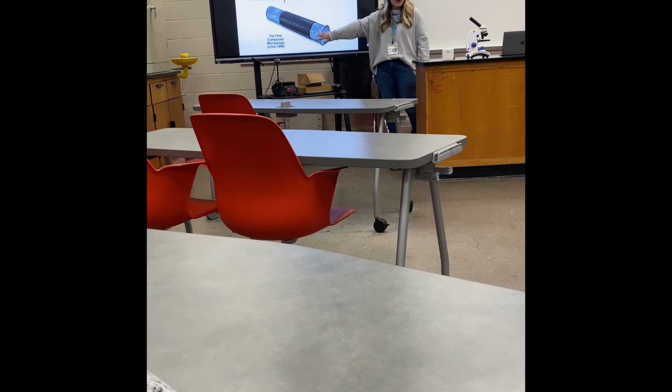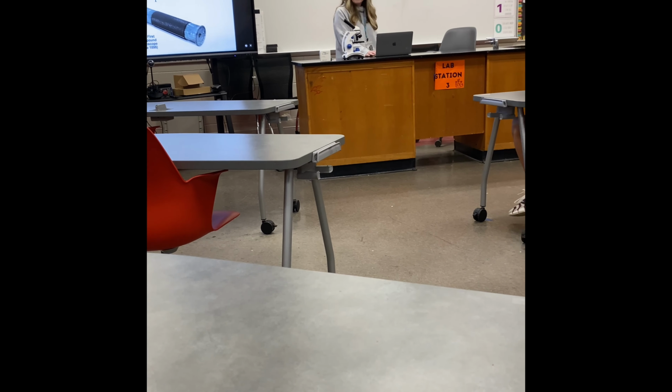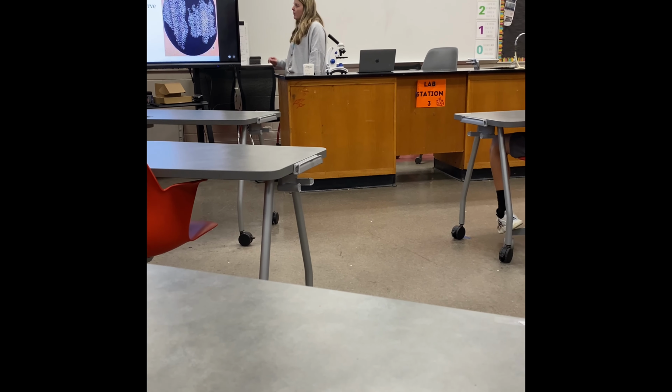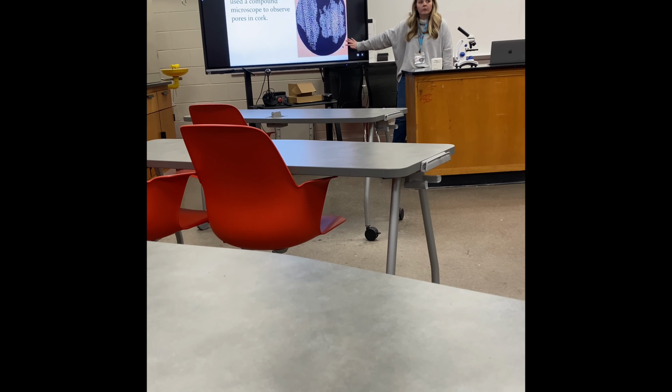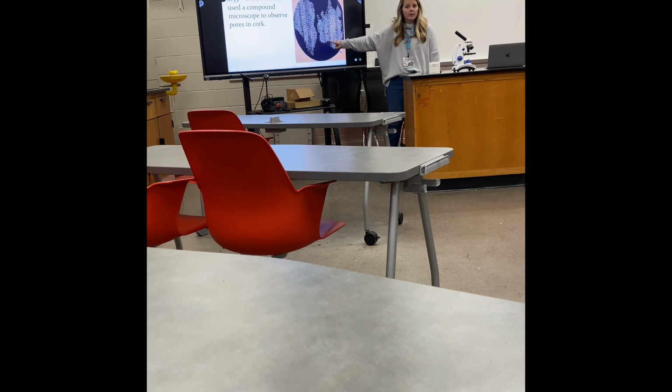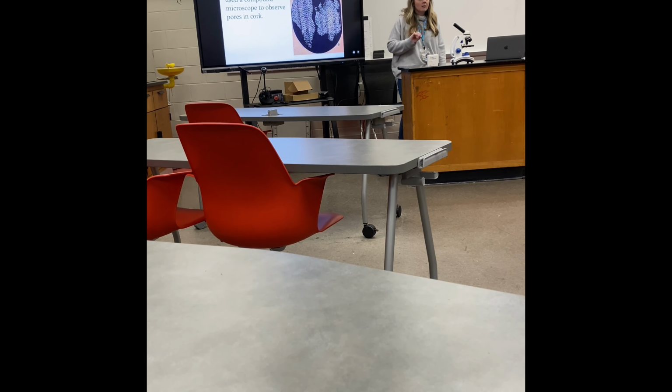This was the first compound microscope. Right? Isn't that crazy? We've come a long way. Robert Hooke first used a compound microscope to observe pores in cork. So this is a cork slide. Cork is a plant material, okay? So he saw these and he identified all the little small boxes that he saw here with his compound microscope. And he decided that he was going to use the term cells to describe those, okay? These little squares. He called them cells.